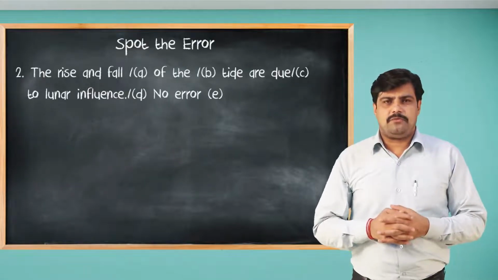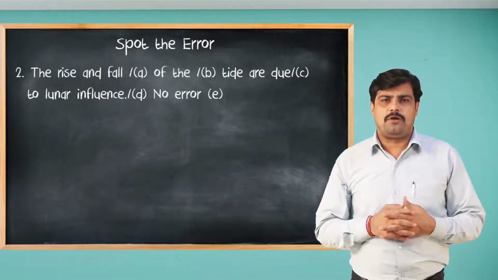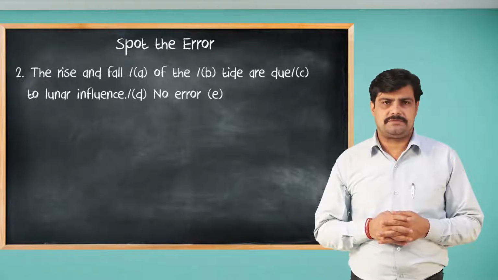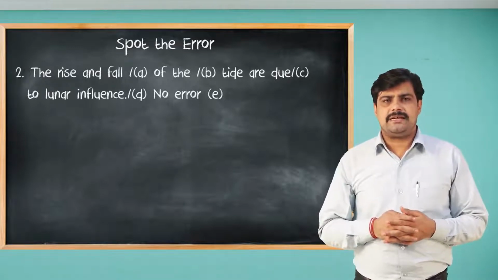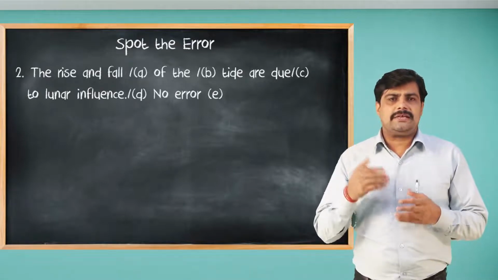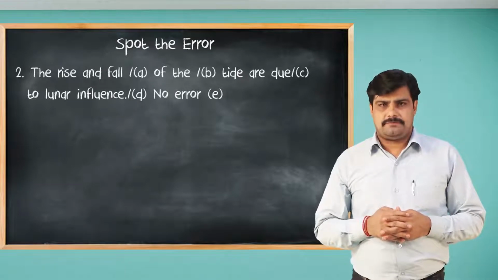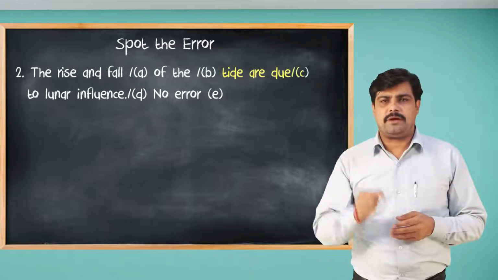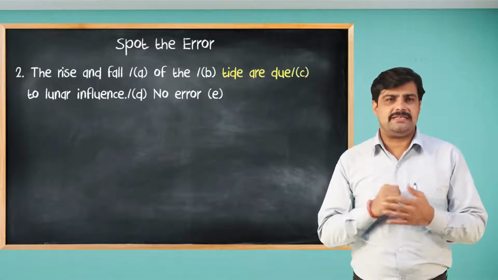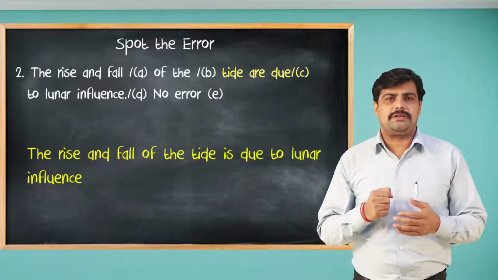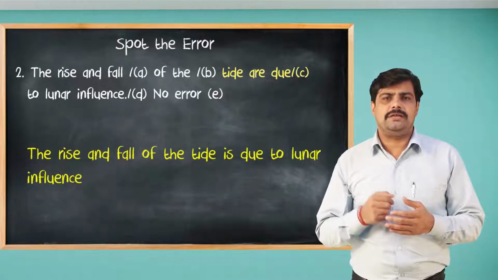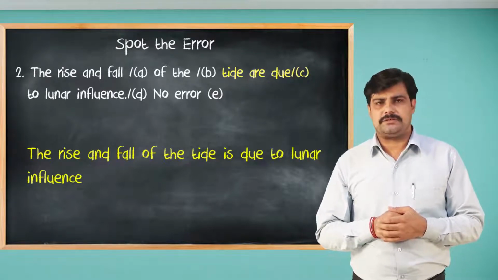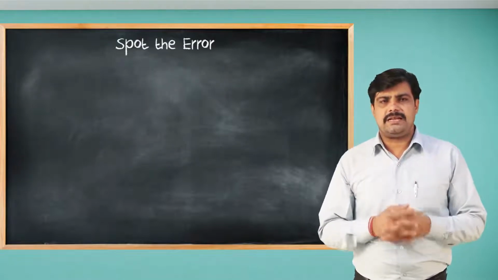Let's take the second one. The rise and fall of the tide are due to lunar influence. Now in the sentence, rise and fall is singular, representing one. So use the singular verb is and say the sentence like, the rise and fall of the tide is due to lunar influence.